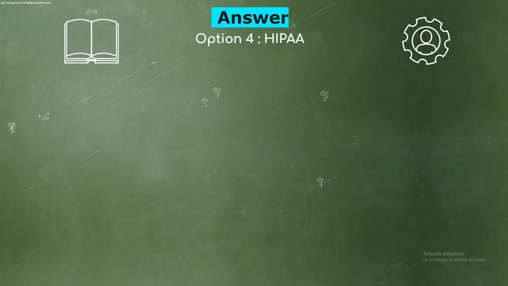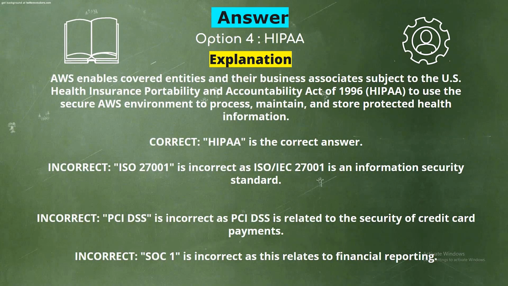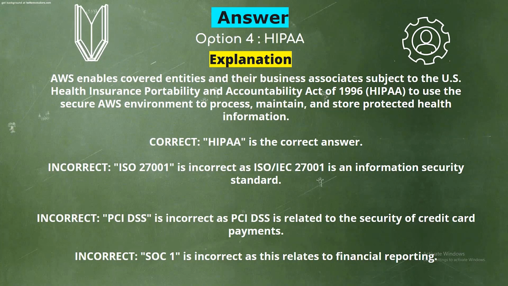HIPAA. Explanation. AWS enables covered entities and their business associates subject to the U.S. Health Insurance Portability and Accountability Act of 1996, HIPAA, to use the secure AWS environment to process, maintain, and store protected health information. Correct, HIPAA is the correct answer.